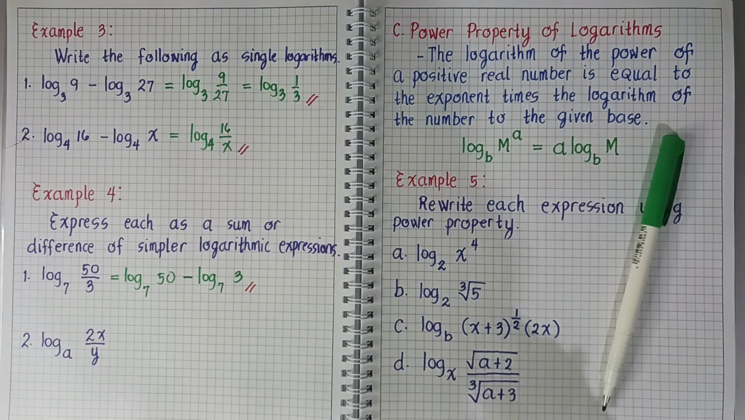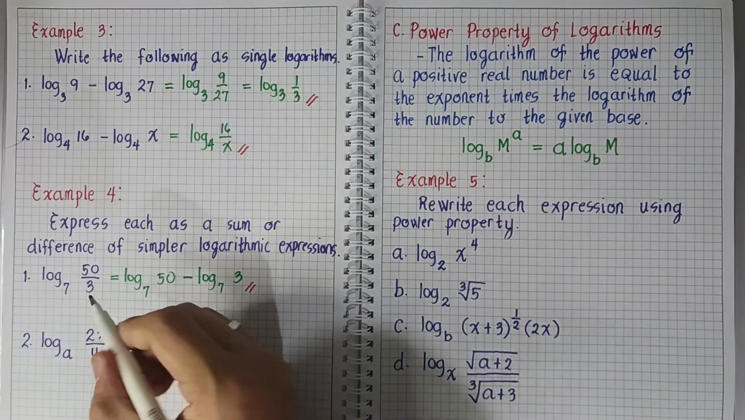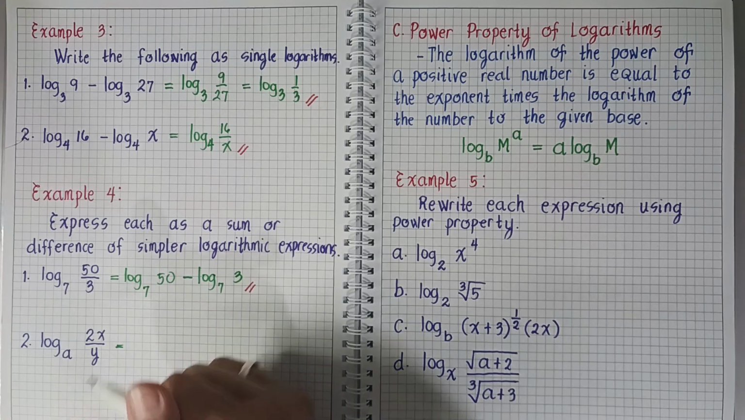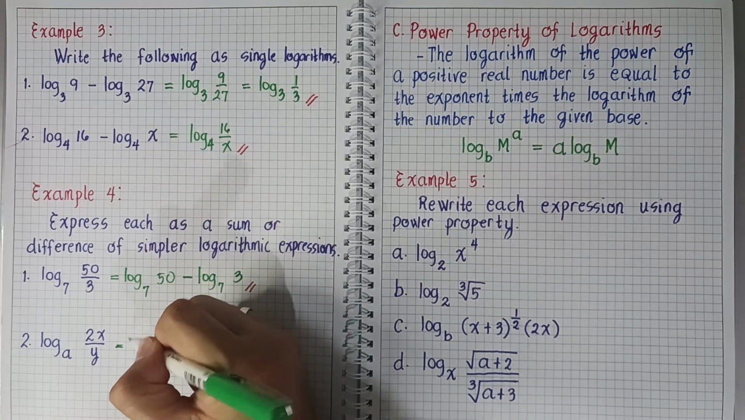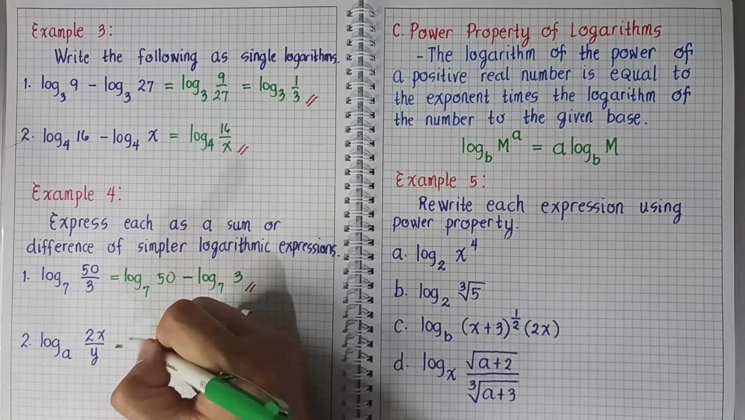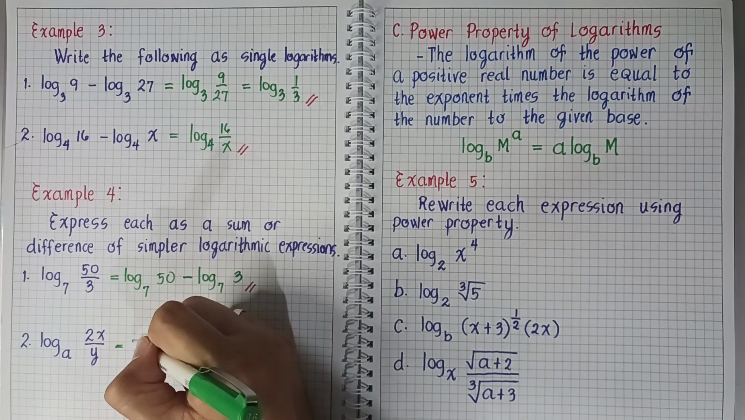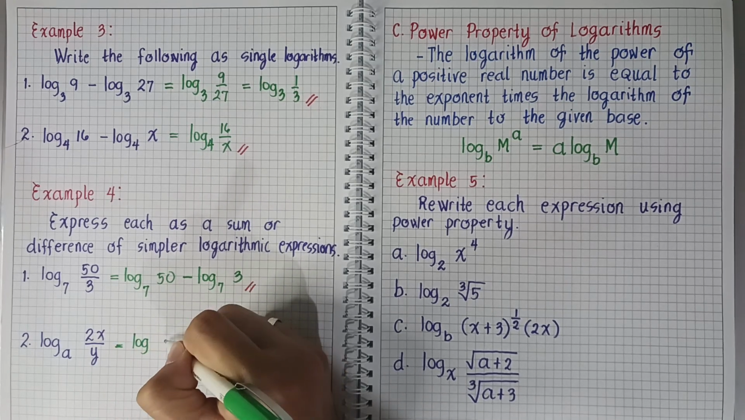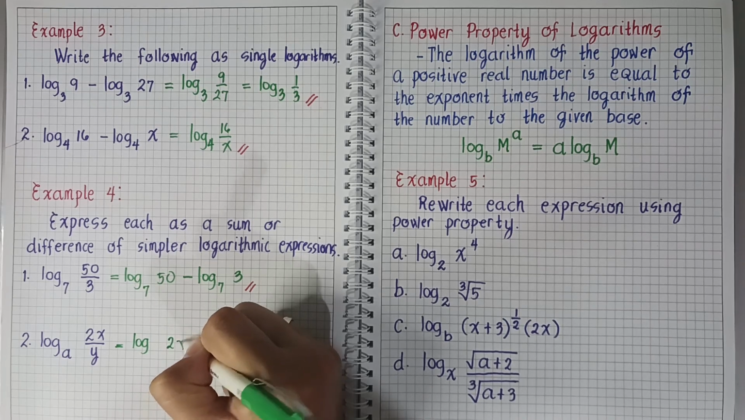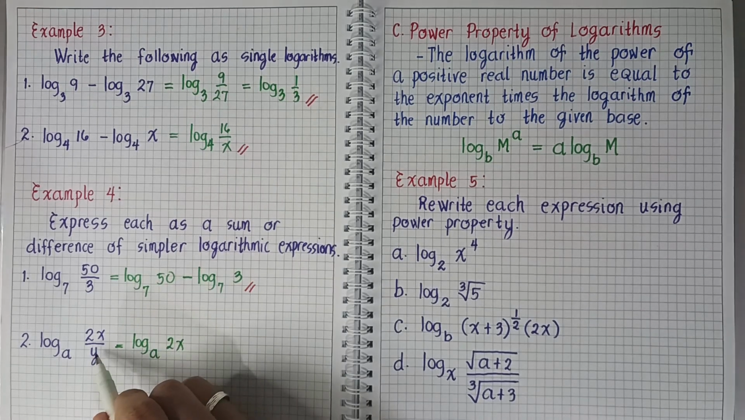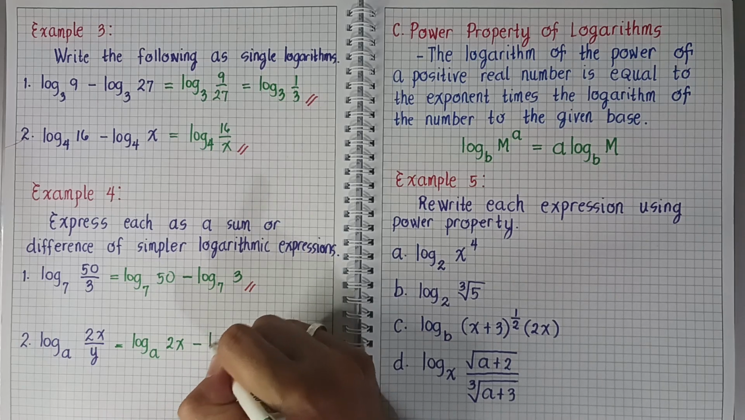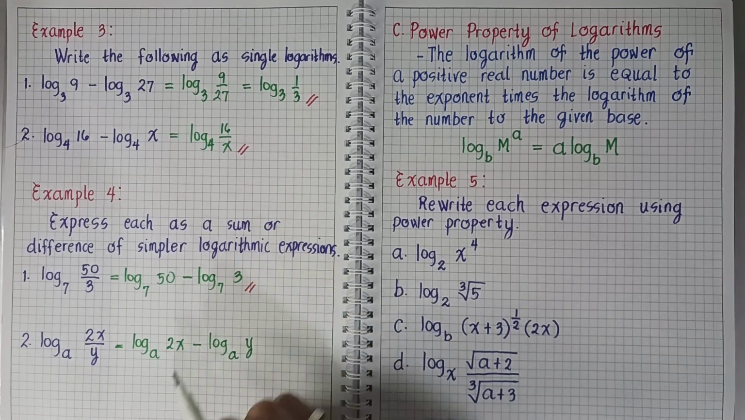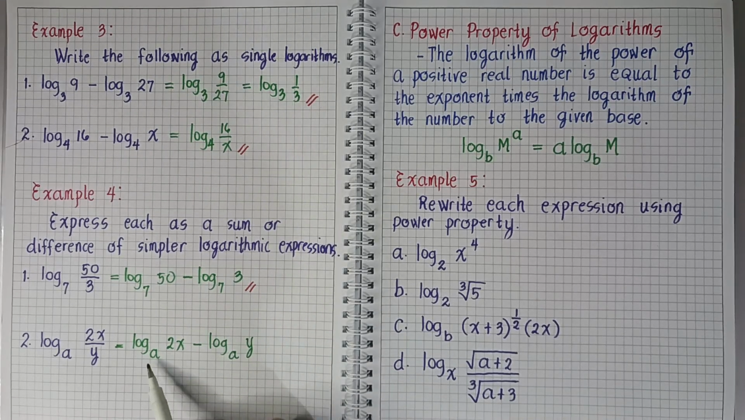Okay. Next, another example. The logarithm of 2x over y to the base a. So, following the rule, okay, for the quotient property of logarithms. So, we have the logarithm of 2x to the base a, of course, minus yan, the logarithm of y to the base a. Can we still simplify? Yes.